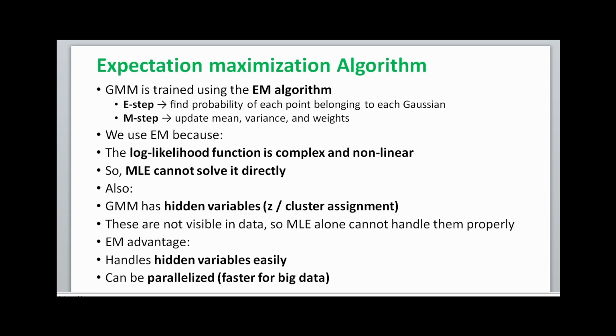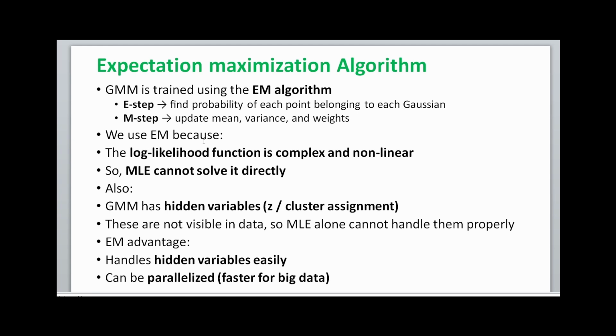So the expectation maximization algorithm: a GMM is trained using the EM algorithm. The E step finds the probability of each point belonging to each Gaussian. The M step denotes updating the mean, variance, and weights.